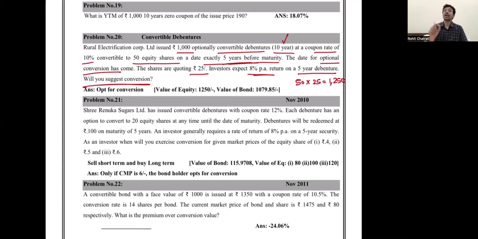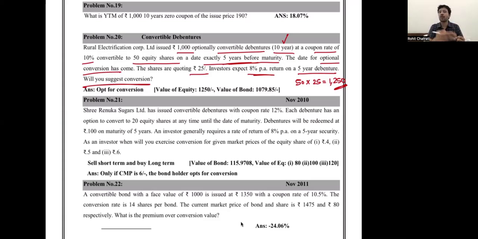I can calculate the present value of the coupon and the maturity value in today's terms. That is basically the value of the bond. The value of the bond is the present value of the remaining 5 years coupon and the maturity value that I will be receiving at the end of 5th year from today. I will then compare it with 1250, which is the value of equity. This is the value that I'm going to receive if I convert.